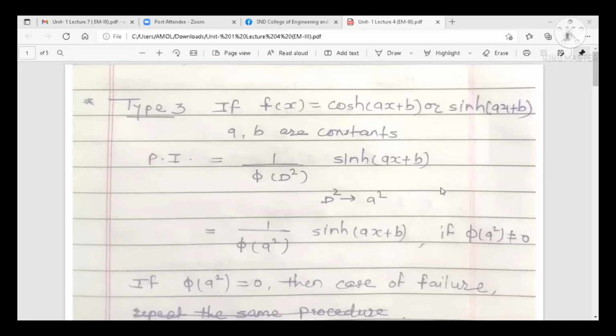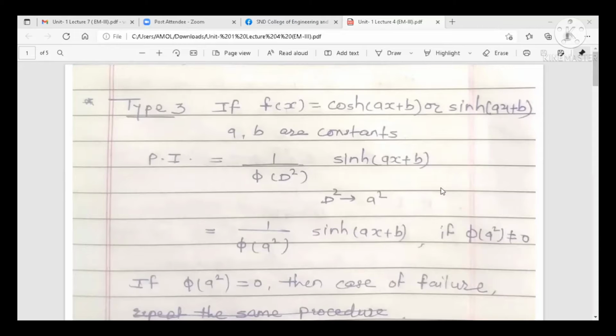Our subject here is Engineering Mathematics 3, and today's topic is case 3 or type 3 of the shortcut method. The shortcut method is used to find the PI. We have already discussed the general method and the first two cases, or types, of the shortcut method. Now we are going to discuss type 3 of the shortcut method to find the PI, and this topic is from the first unit, LDE, linear differential equations with constant coefficients.